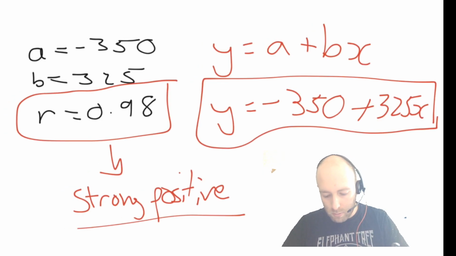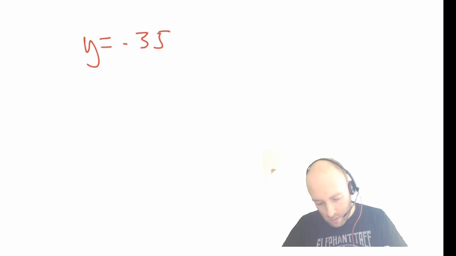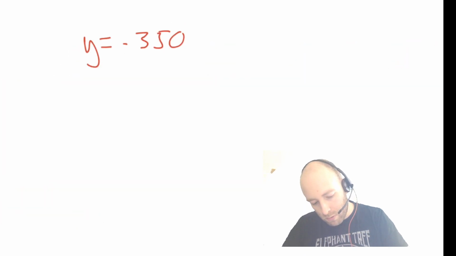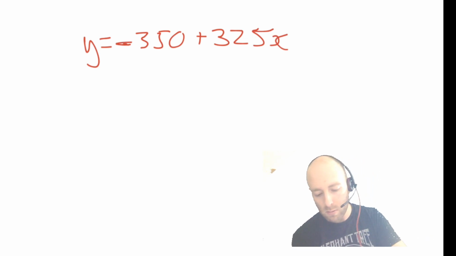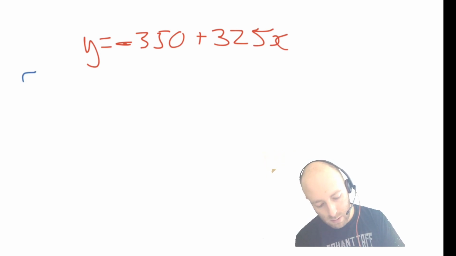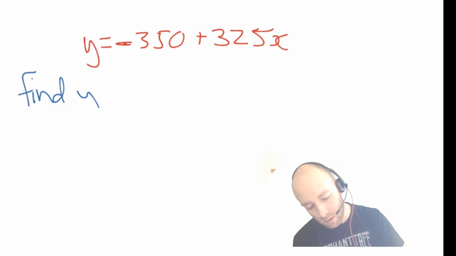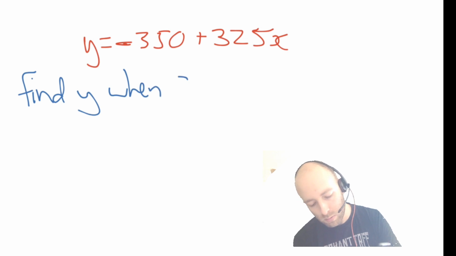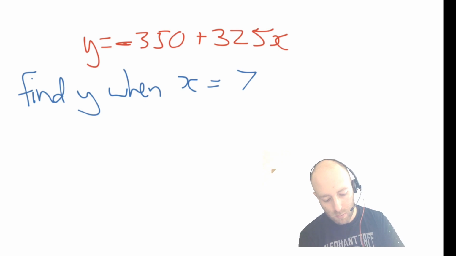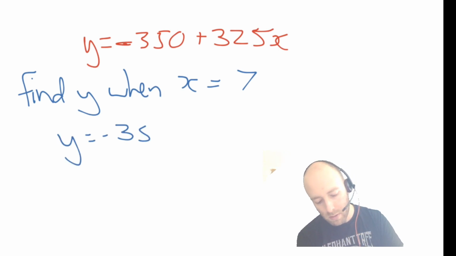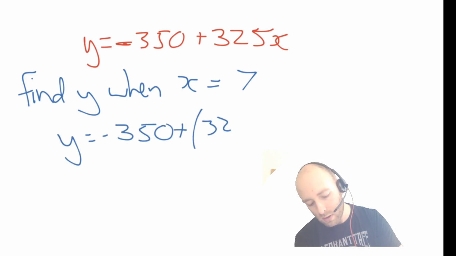Okay, so with our equation, y equals minus 350 plus 325x, I could predict some things. So I could find y when x equals 7. So I could put 7 in and get y equals minus 350 plus 325 times 7.